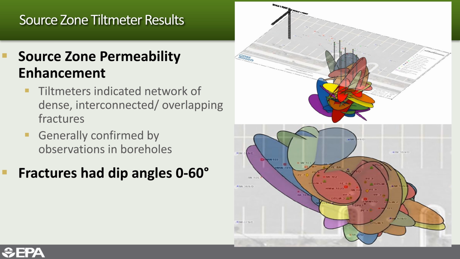And indeed, the tilt meters that were used indicated a pretty dense network of interconnected and overlapping fractures. And this was further confirmed by observations made in nearby boreholes, which I'll talk about in just a second. But you can see that all of the fractures had dip angles between 0 and 60 degrees, and that with 8 of those borings, they were able to encompass the source zone area, the low permeability units that they were after, with a pretty high degree of interconnected and overlapping fractures.